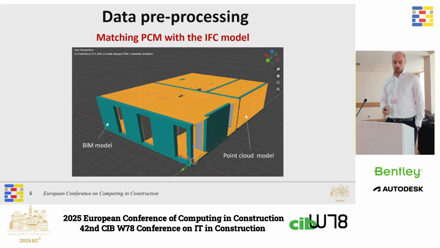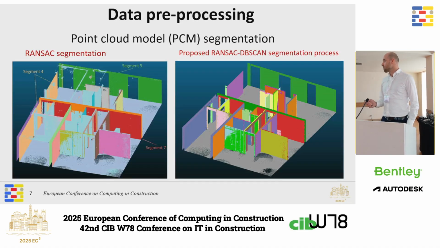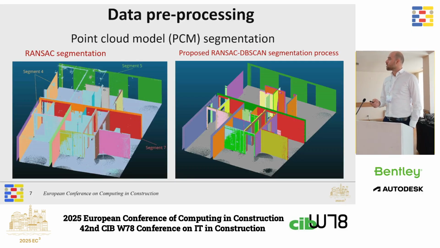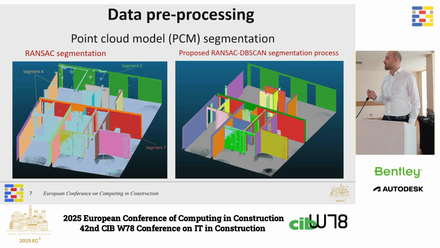We match the point cloud model with the IFC model with several transformation processes in order to make them ready for the comparison step. Then we move to point cloud model segmentation. We first apply a RANSAC segmentation algorithm, but this algorithm does not provide efficient results, as we want every building element surface to be represented by a separate segment.